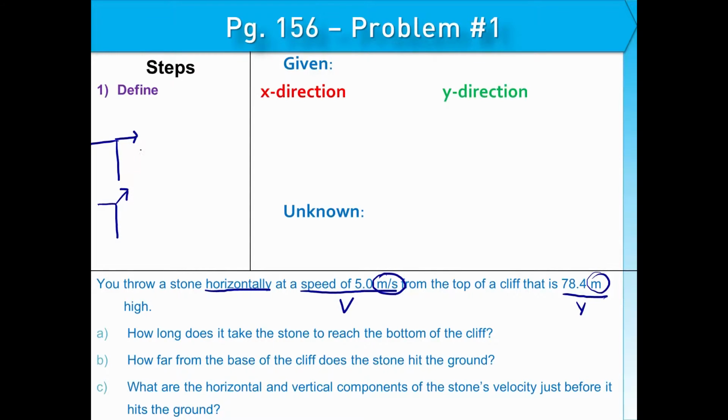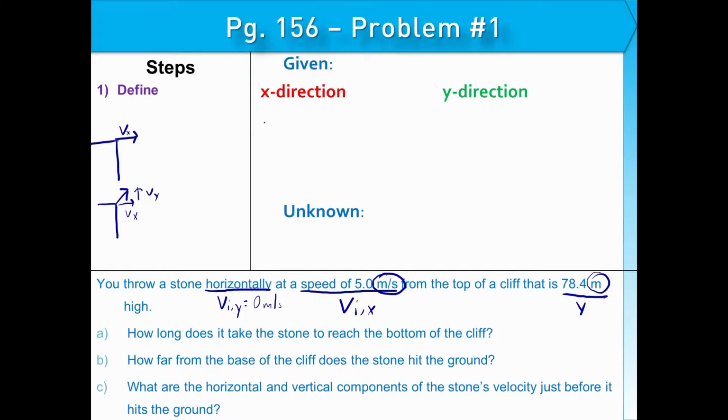When it's being thrown horizontally, it means that the initial velocity in the y direction is actually going to be 0 meters per second, because there is no y component when it's thrown like this. But when it's thrown at an angle, you have an x component, which I'm going to draw right here, and you're going to have a y component, which is going to be here. In this problem, the initial velocity is only going to be just the x component, which is this. So this means that the initial velocity in the x direction is going to be 5 meters per second.